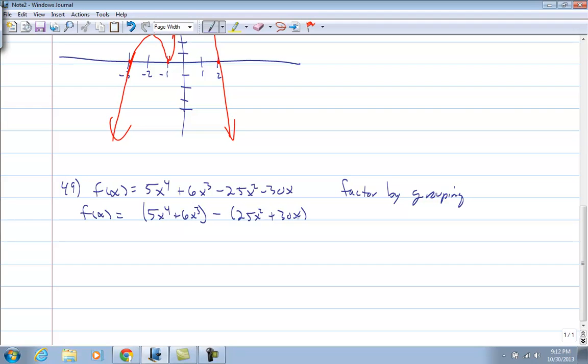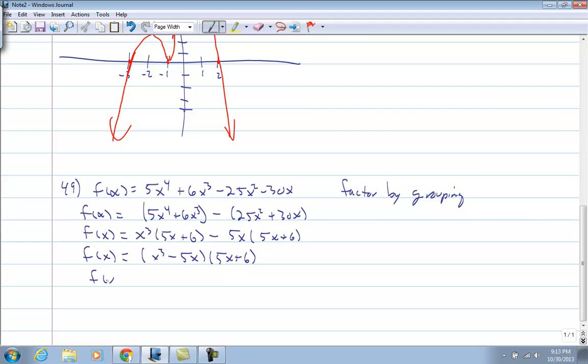And I can just hear people yelling, wait, that was a negative, Jeff. Yeah, I know, but we factored out the negative here. That changes this to a positive. So the negative of 25x squared is negative 25x squared. Negative of 30x is negative 30x. So our f of x is x cubed times 5x plus 6 minus, from here we can factor out a 5x. What we have left is a 5x plus 6. So f of x is going to be x cubed minus 5x times 5x plus 6.